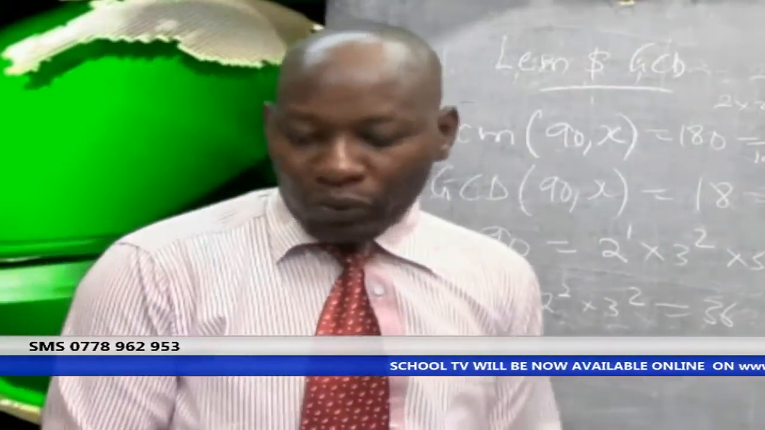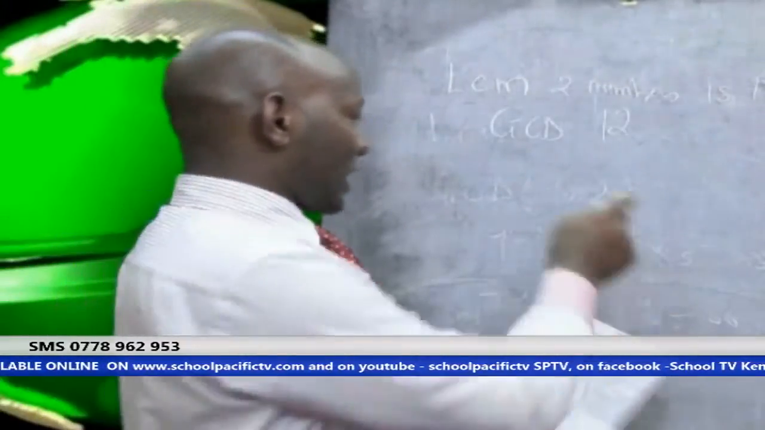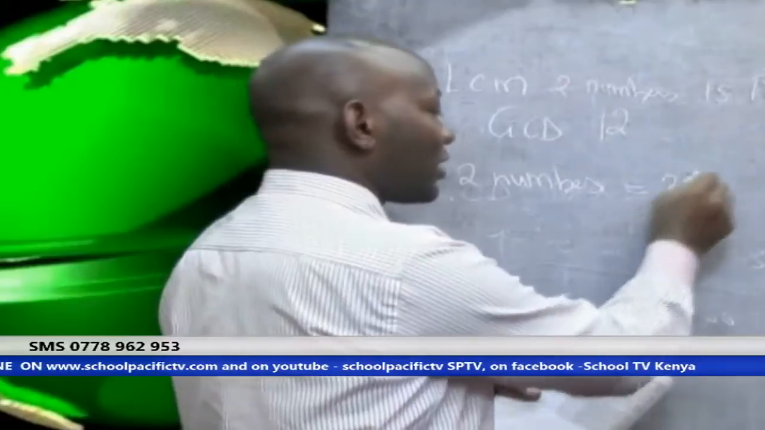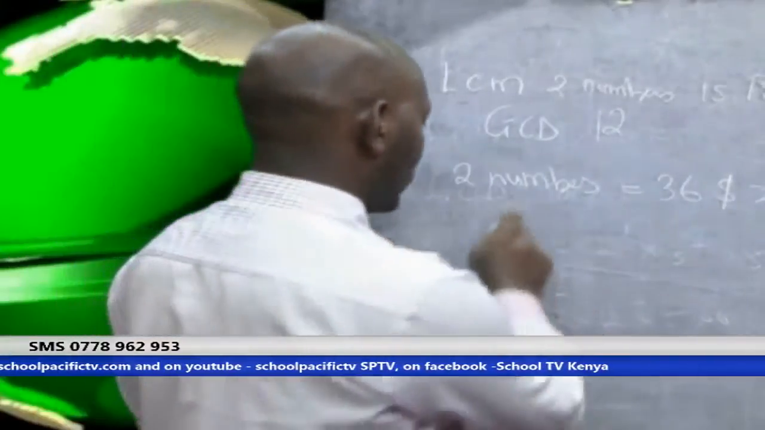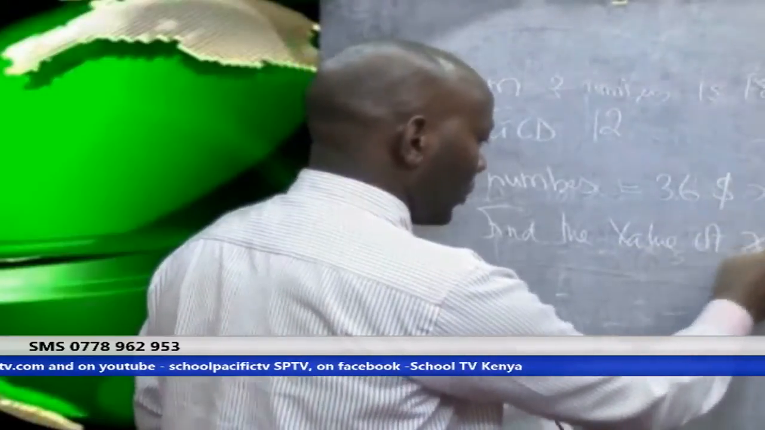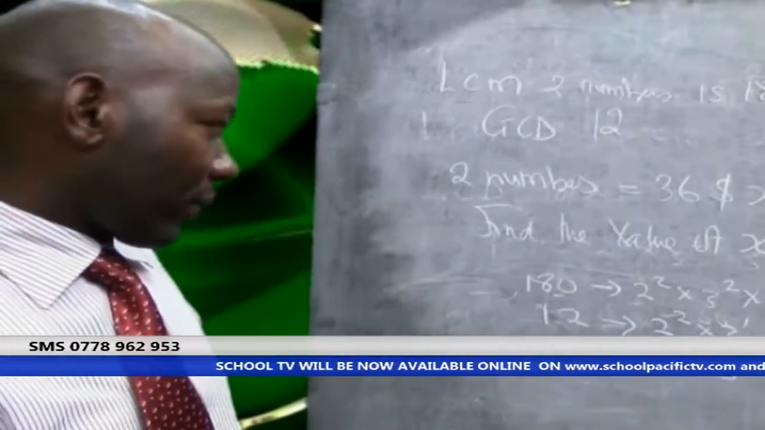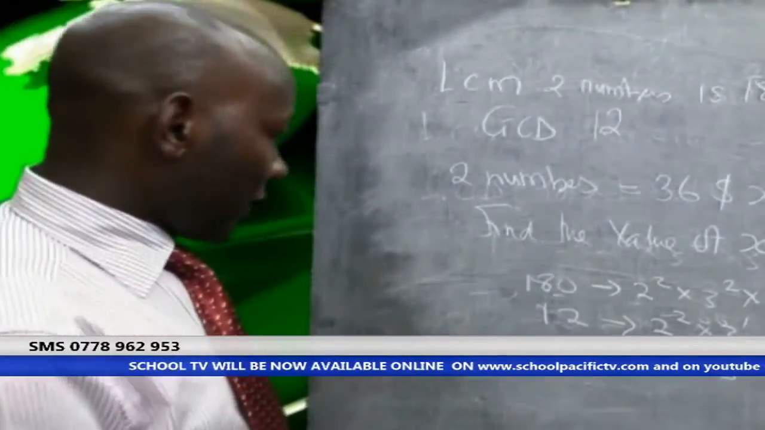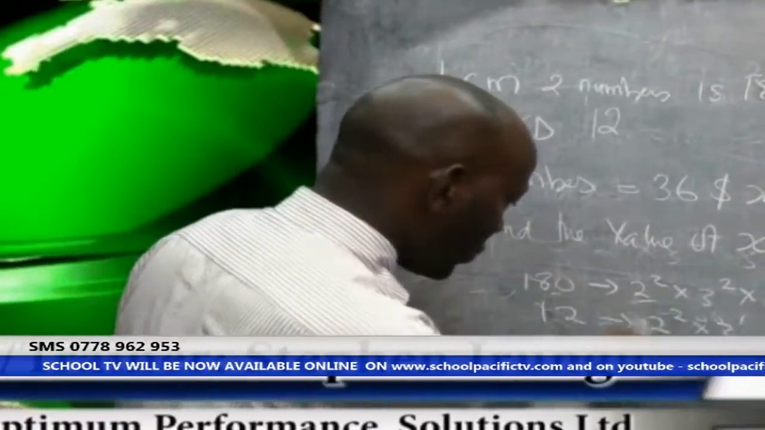I think I can give you some example so that you can learn more. If the two numbers are 36 and x, find the value of x. 2. That's what will give us 36. Now from here, you are in a position to relate so that you can see which is, for example, when you come here, 2 power 2.